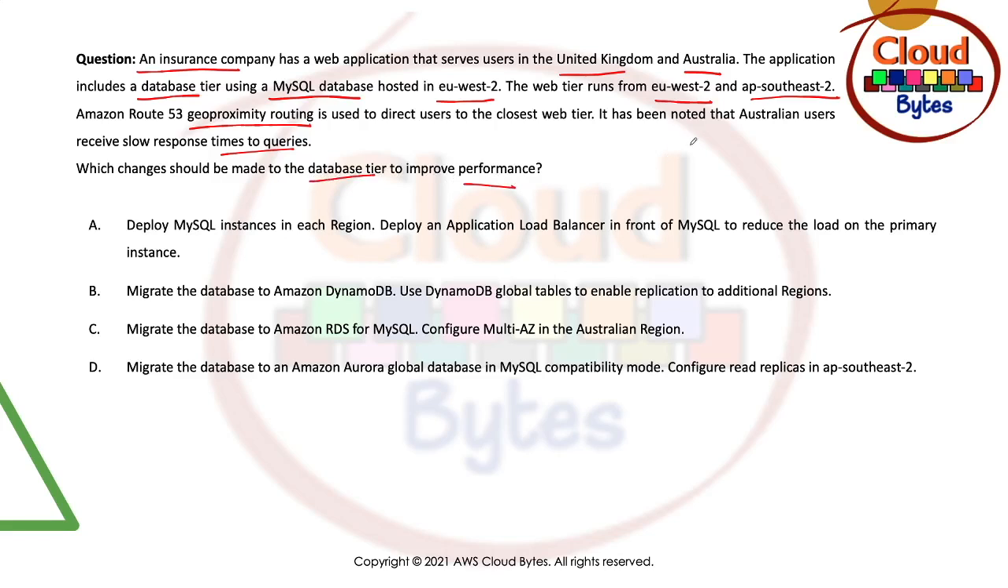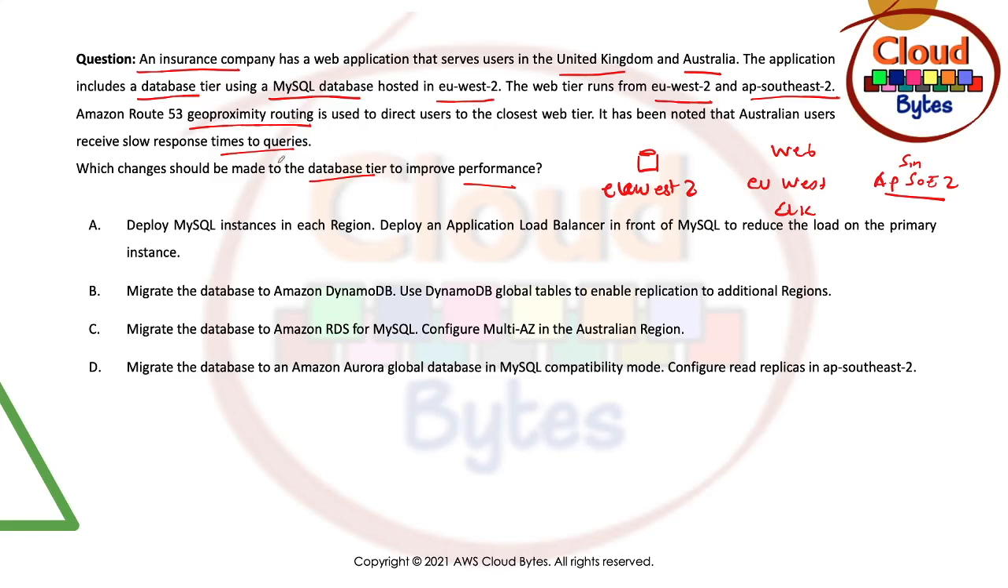So if you look at this over here, the question is telling you there is a DB, so you have a database in EU West 2. And then you have web in basically EU West and Asia Pacific Southeast 2, so somewhere in Singapore. And then this is Europe, basically UK or someplace.